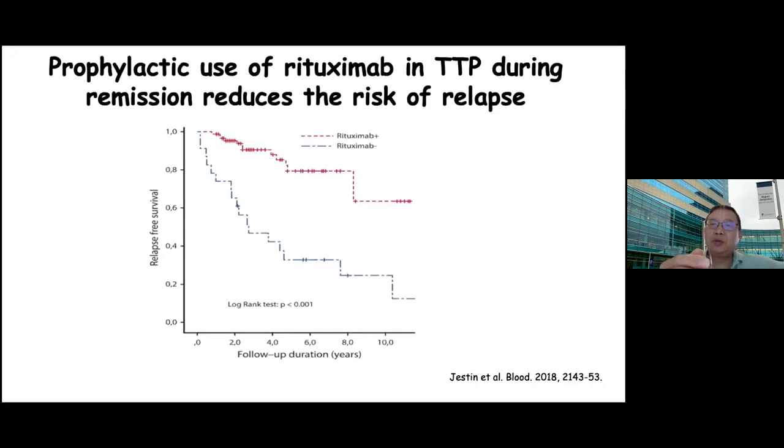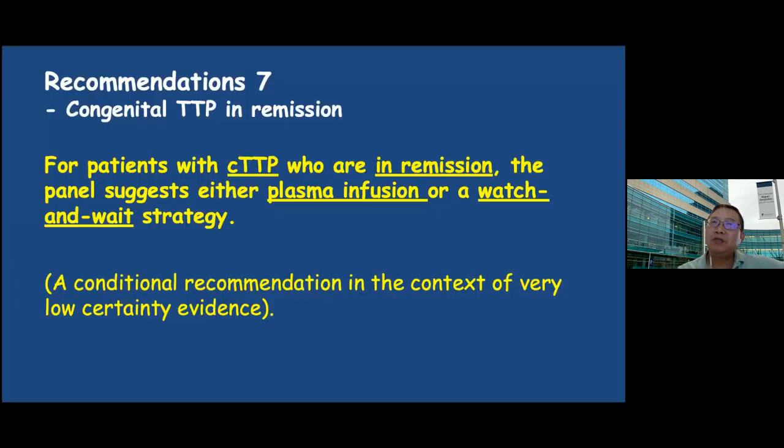The previous study shows that if you use rituximab, the chance of relapsing is much lower over 10 years. On the curve, the top curve is the patients who received rituximab. You see fewer patients have relapsed. The bottom curve is the patients who didn't get rituximab. In 10 years, half of the patients already had relapsed disease. So that's what the recommendation is about. The next one is if you have congenital TTP, not acquired, not due to antibody.